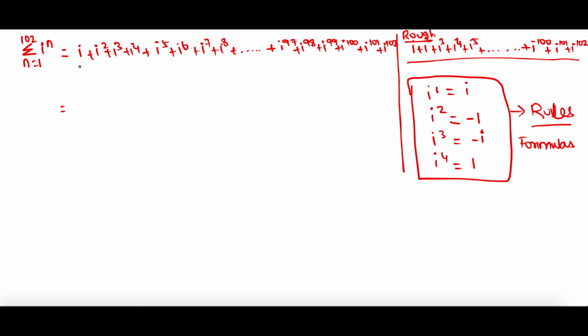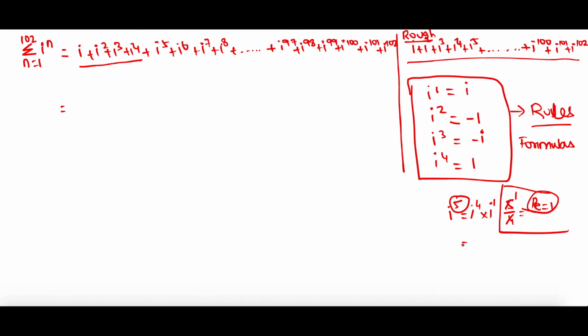So I'm going to split the powers by 4. We already have done one example. Anything divisible by 4, I can write as 1. For example, let us take i power 5. What is the remainder if you divide 5 by 4? 5 by 4 is equal to 1, and the remainder is equal to 1. So I can write it as i power 4 into i power 1.